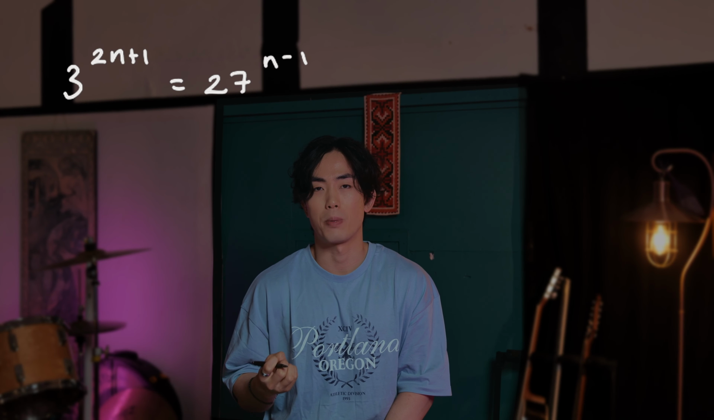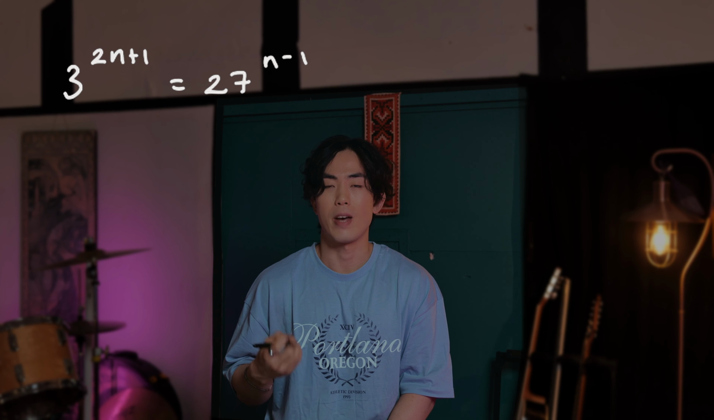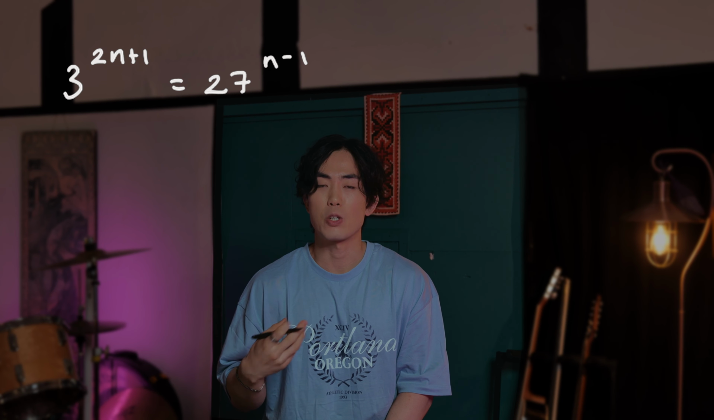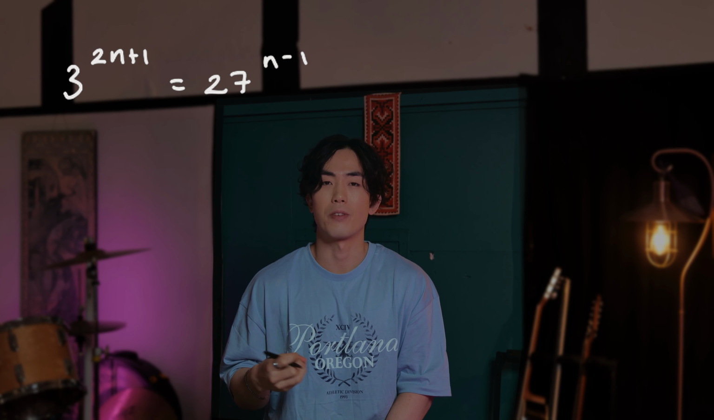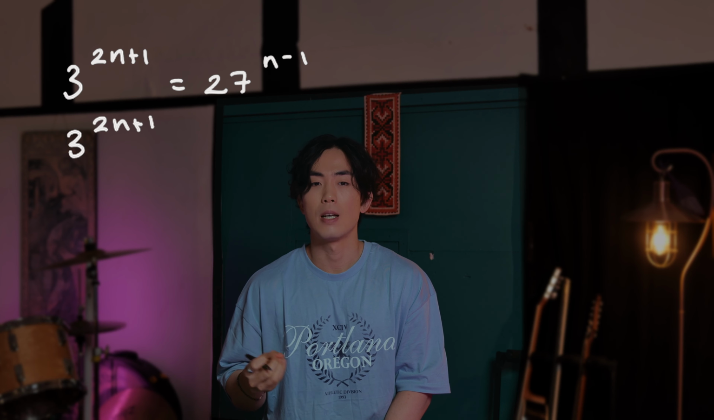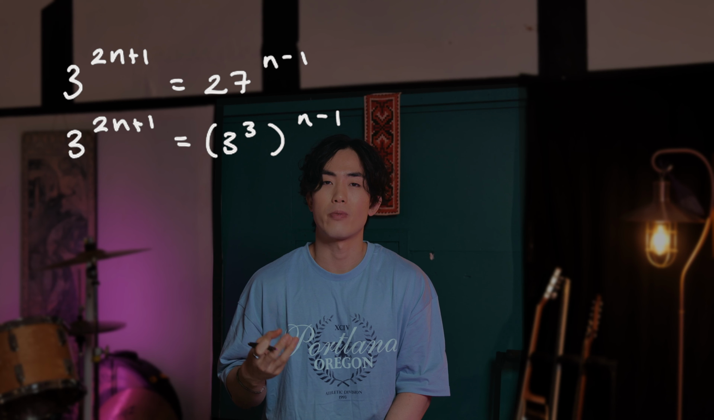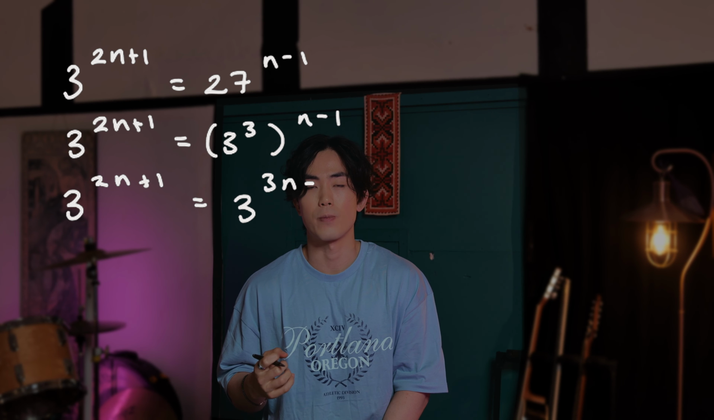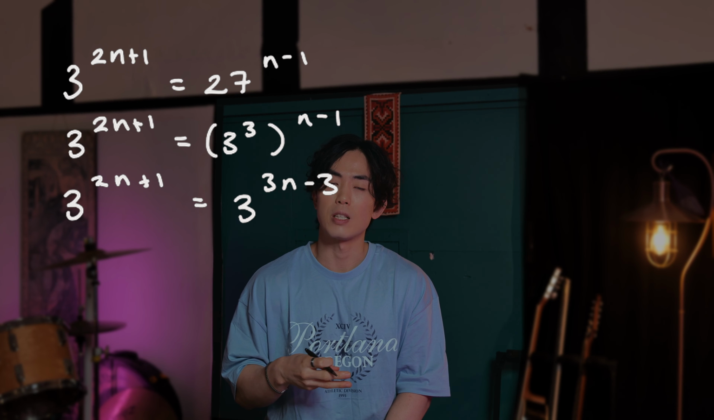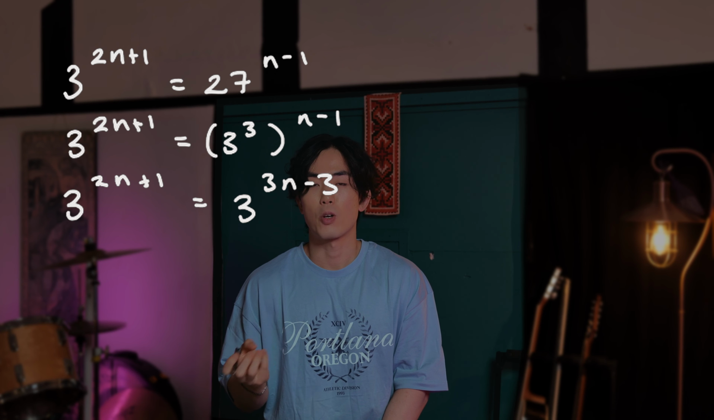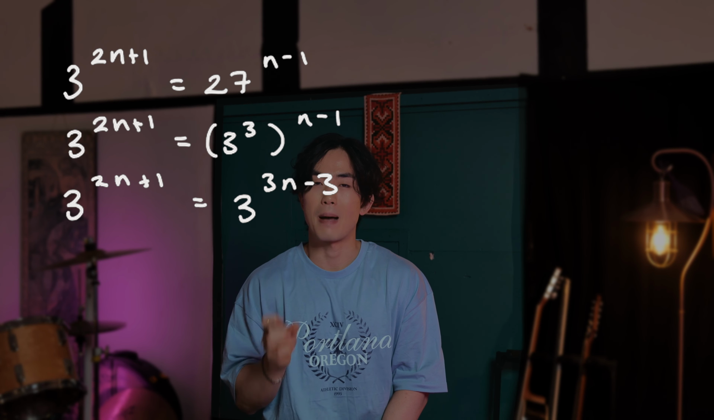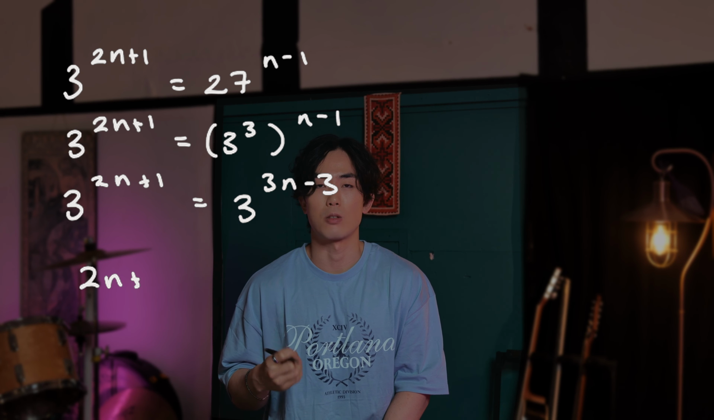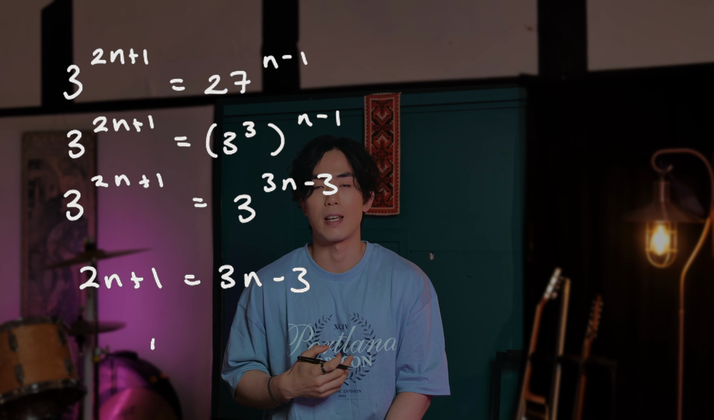And the final one is this kind of example here. So we have 3 to the power of 2n plus 1 is equal to 27 to the power of n minus 1. Once again, we have to make sure the bases are the same. So 27 I can rewrite as 3 cubed, and therefore I can say it's going to be 3 cubed and then to the power of n minus 1, which will simplify to 3 to the power of 3n minus 3. And that's equal to the original 3 to the power of 2n plus 1. Because now they have the same base, I can now say the powers are the same. So 2n plus 1 is equal to 3n minus 3, therefore n I get 4.